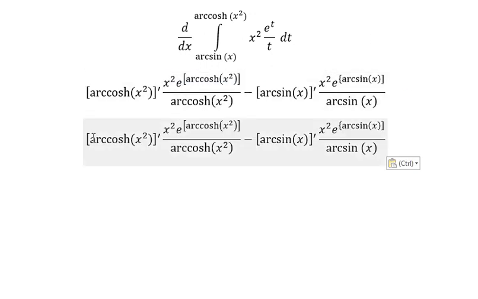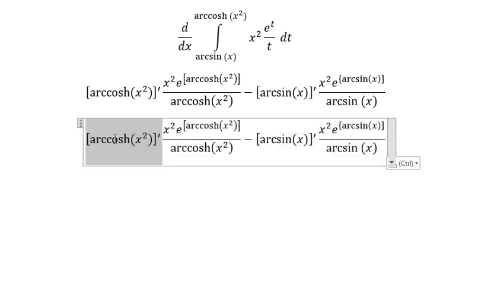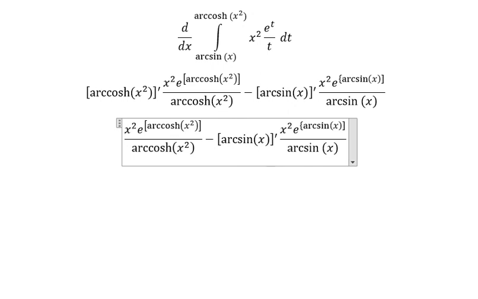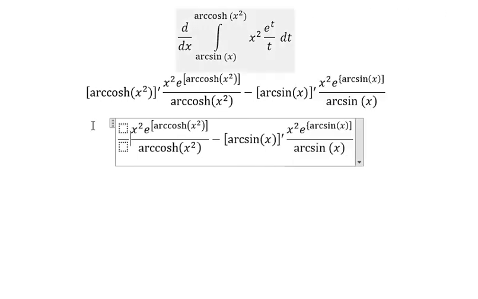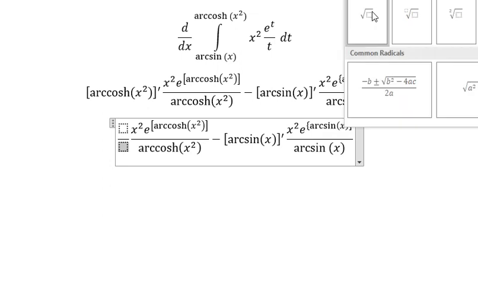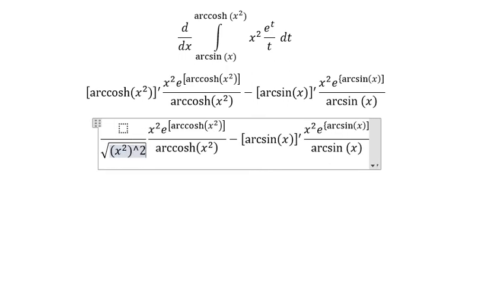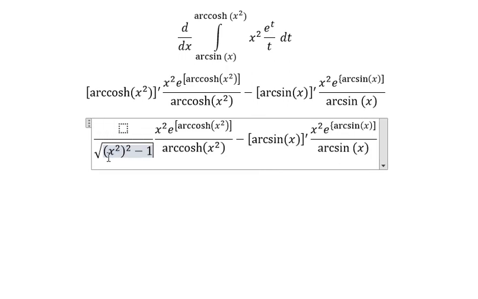Next, first the derivative of cos of s squared, you will get the square root of s squared to the power of 2 minus 1. And we do first the derivative of s squared, you get 2s. This one.